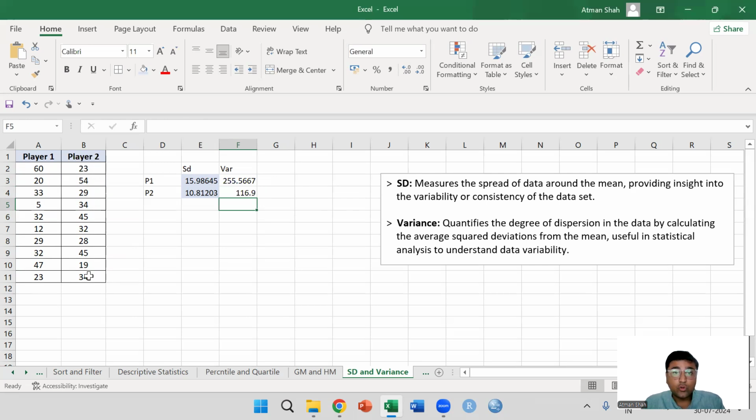So this is how we can use the concept of measures of dispersion, particularly standard deviation and variance, in analyzing the data.